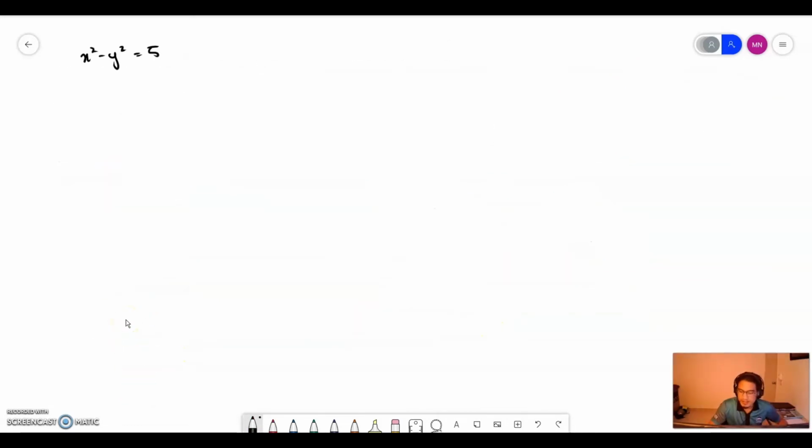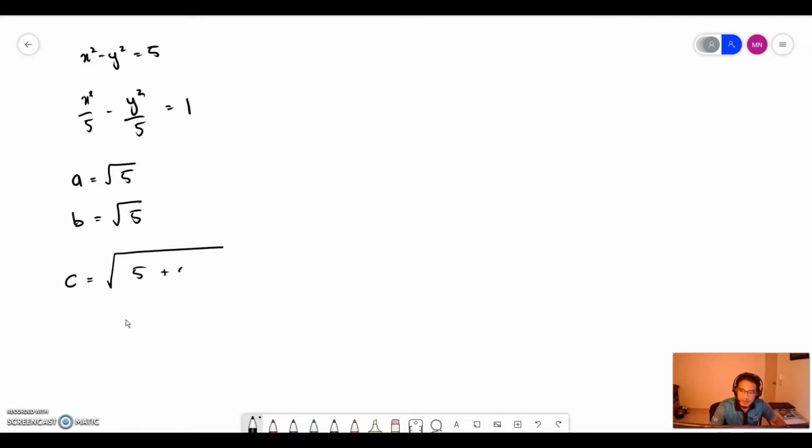Here is the next question, to sketch the hyperbola. We are given x squared minus y squared equal to 5. Firstly, we make the right side of the equation become 1. So x squared over 5 minus y squared over 5 equal to 1. Then we can say that our a is the square root of 5 and b is the square root of 5, and we can find the value of c, which is the square root of 5 plus 5, equal to the square root of 10.